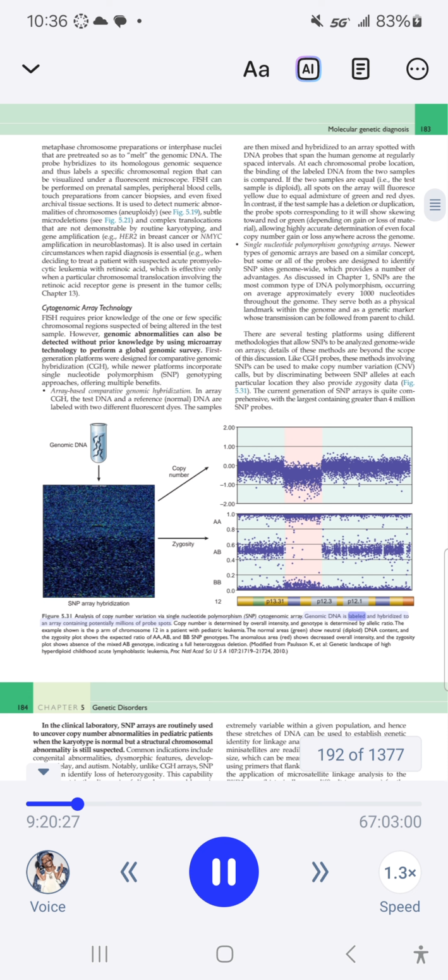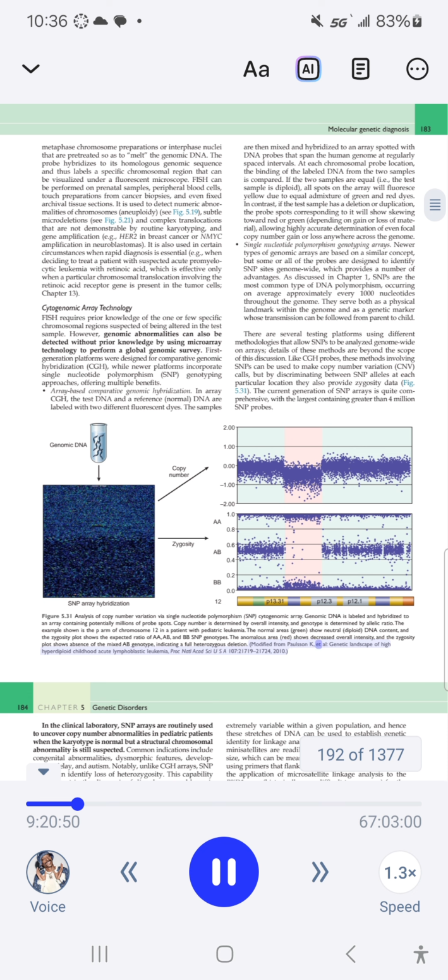Genomic DNA is labeled and hybridized to an array containing potentially millions of probe spots. Copy number is determined by overall intensity, and genotype is determined by allelic ratio. The example shown is the p arm of chromosome 12 in a patient with pediatric leukemia. The normal areas, green, show neutral diploid DNA content, and the zygosity plot shows the expected ratio of AA, AB, and BB SNP genotypes. The anomalous area, red, shows decreased overall intensity, and the zygosity plot shows absence of the mixed AB genotype, indicating a full heterozygous deletion.